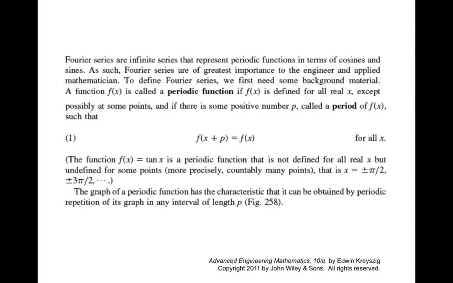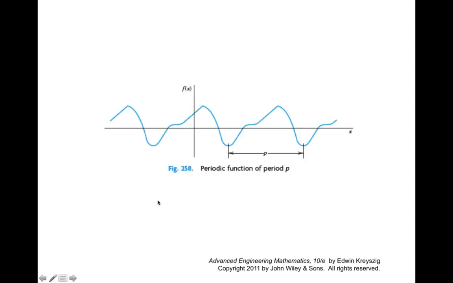But because that only occurs at a specific number of points, we can still define that as a periodic function, even though there are specific values of x where that would not be defined. So the graph of a periodic function is shown here. It doesn't have to be necessarily sinusoidal or cosinusoidal, as long as it does repeat. And so we can see here that this repeats with a period of p.